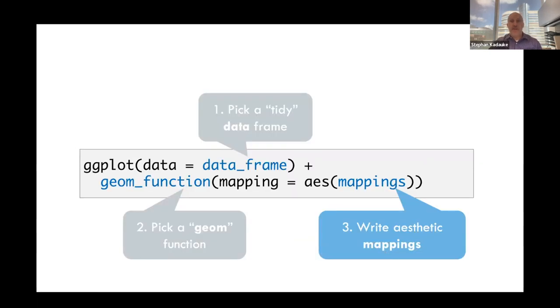So the third and last step, so we picked a tidy data frame, we picked a geom function, the last step is to write what's called aesthetic mappings. And this is where you tell R how you want the columns of the data frame represented as graphical markings on the plot.